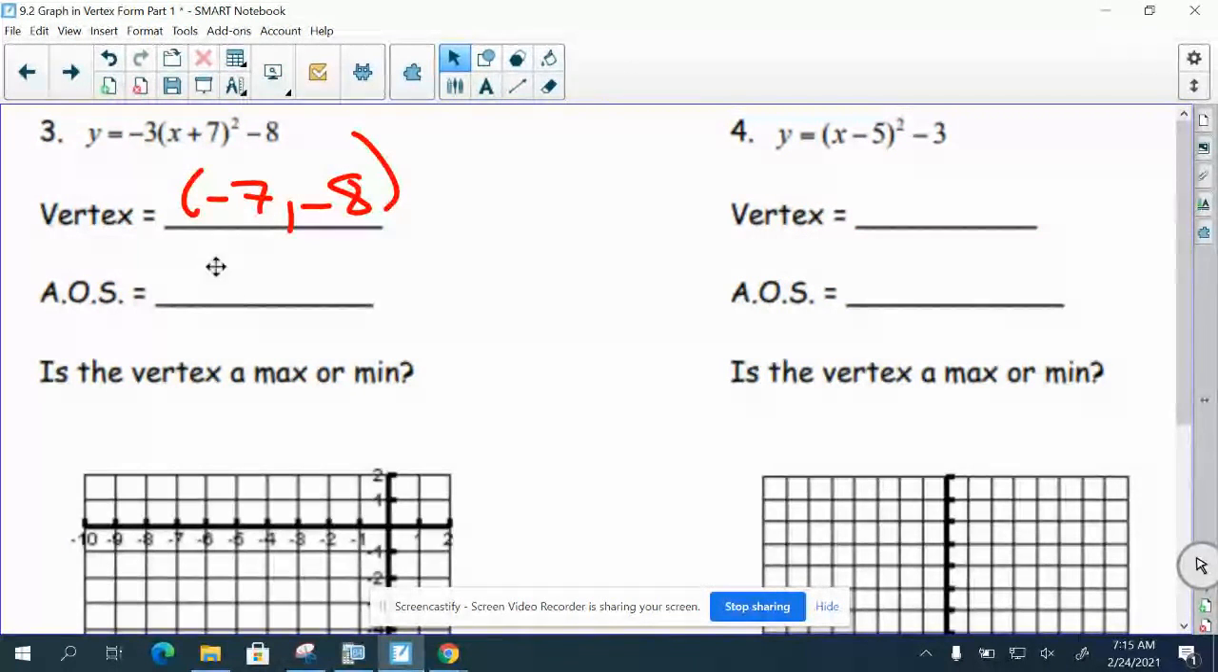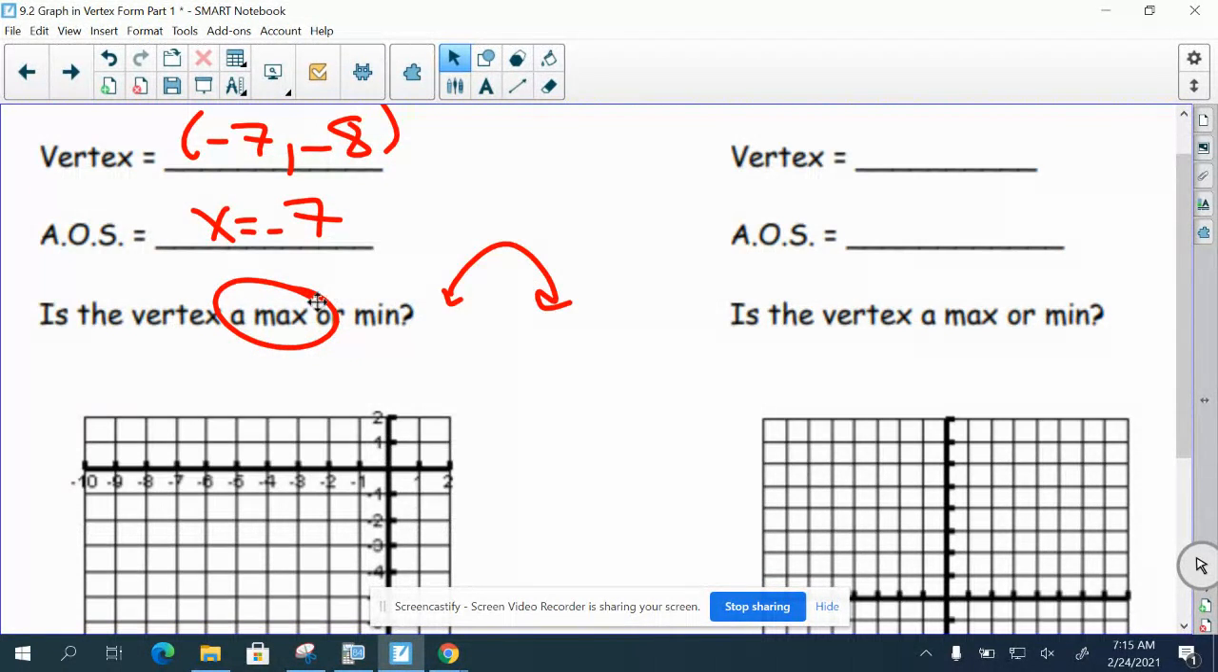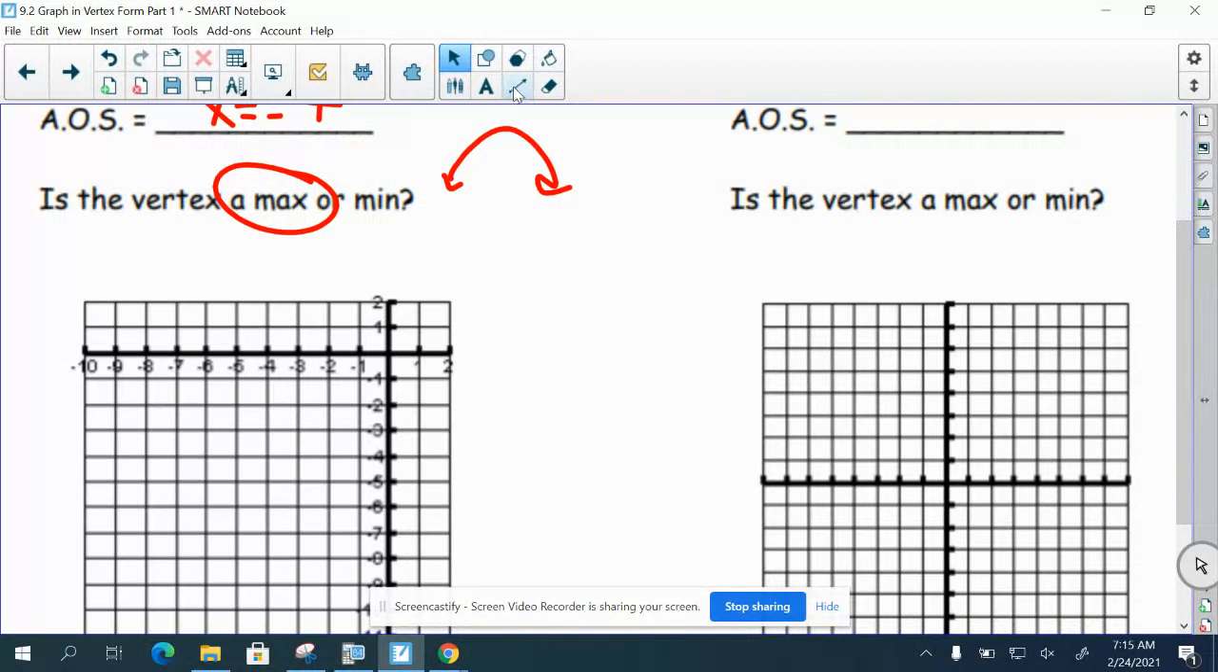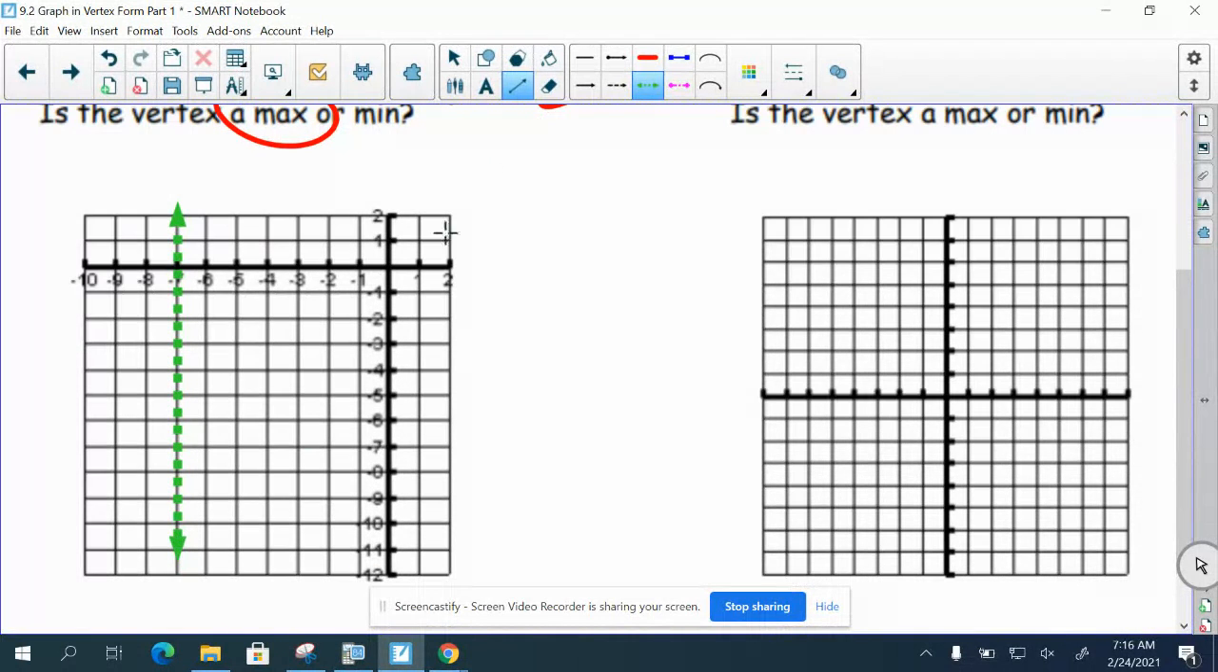Your axis of symmetry then would be the equation x equals -7. And then this parabola is opening down because this leading coefficient is negative. So the vertex would be a max. Okay, so I'm going to graph my vertex. Actually, graph your axis of symmetry first at -7. And then plot your vertex at -7, -8.